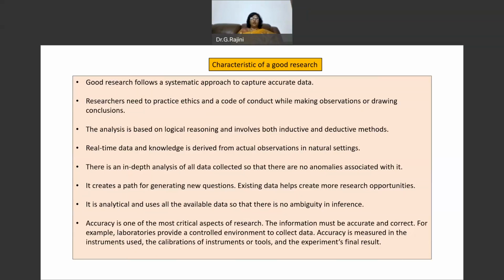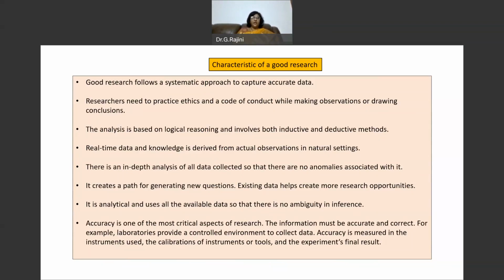Now we move to the next segment, the characteristics of good research. Good research follows a systematic approach to capture accurate data. That's the first and foremost thing we need to keep in mind. We need to do it in a systematic manner. We will be teaching you how to do it in a systematic manner in the forthcoming sessions.